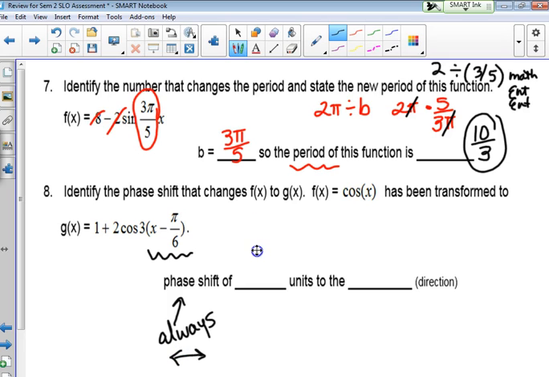So this one is what? Pi over 6 to the right. Now, it will be in factored form, okay? Remember there was somewhere they weren't factored and we had to factor it. It's in factored form, so it's not meant to confuse you.